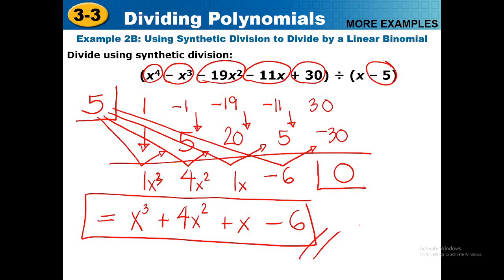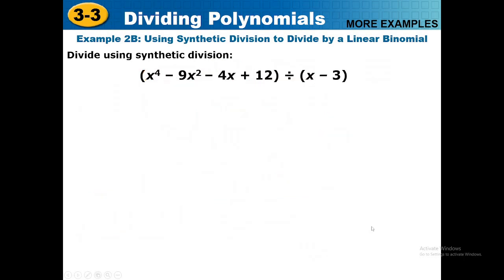Okay? Let's have another example. This one over here. Okay, let's write down the value of A. What's the value of A? Positive 3. That's totally right. Positive 3, opposite in sign to negative 3. Let's write the coefficients now. What should you write first? 1. After 1, 0. Very good.